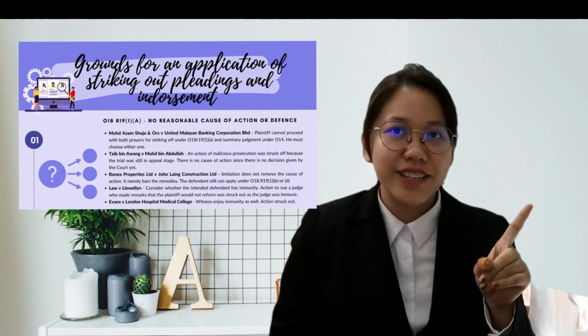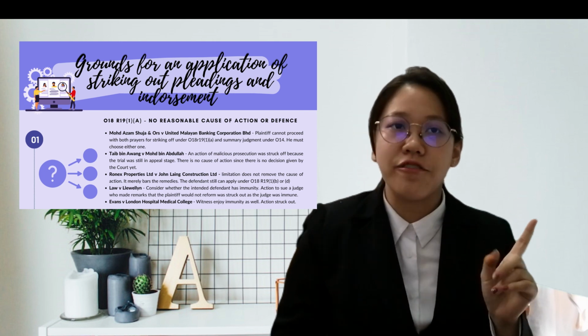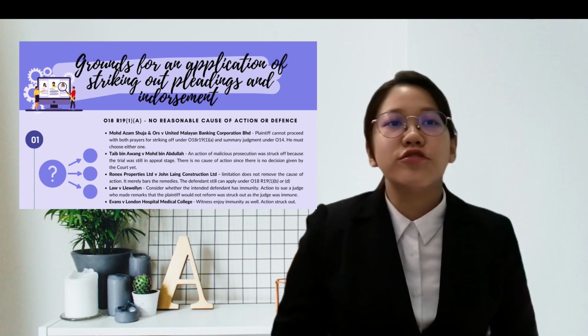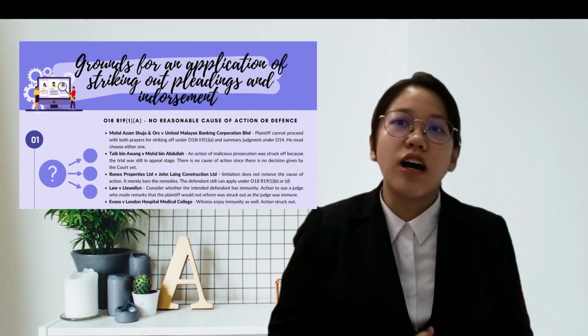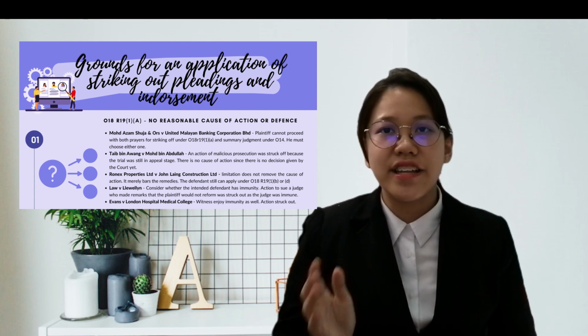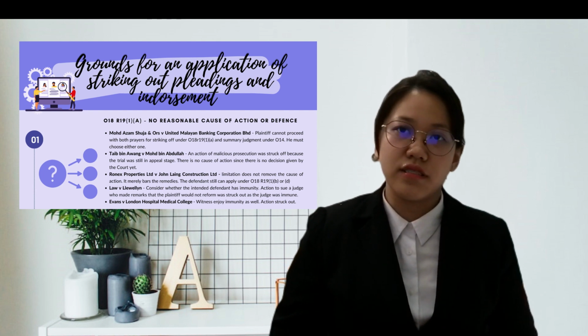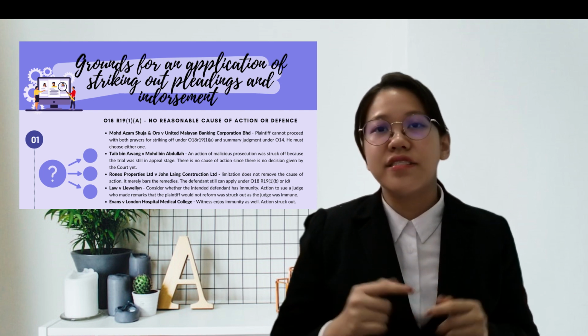There are four grounds for an application of striking out pleadings and endorsements. The first one is no reasonable cause of action or defense. Under Order 18 Rule 19(1)(a), it means no cause of action with some chance of success when only the allegations in the pleadings are considered. No evidence is admissible under this limb.